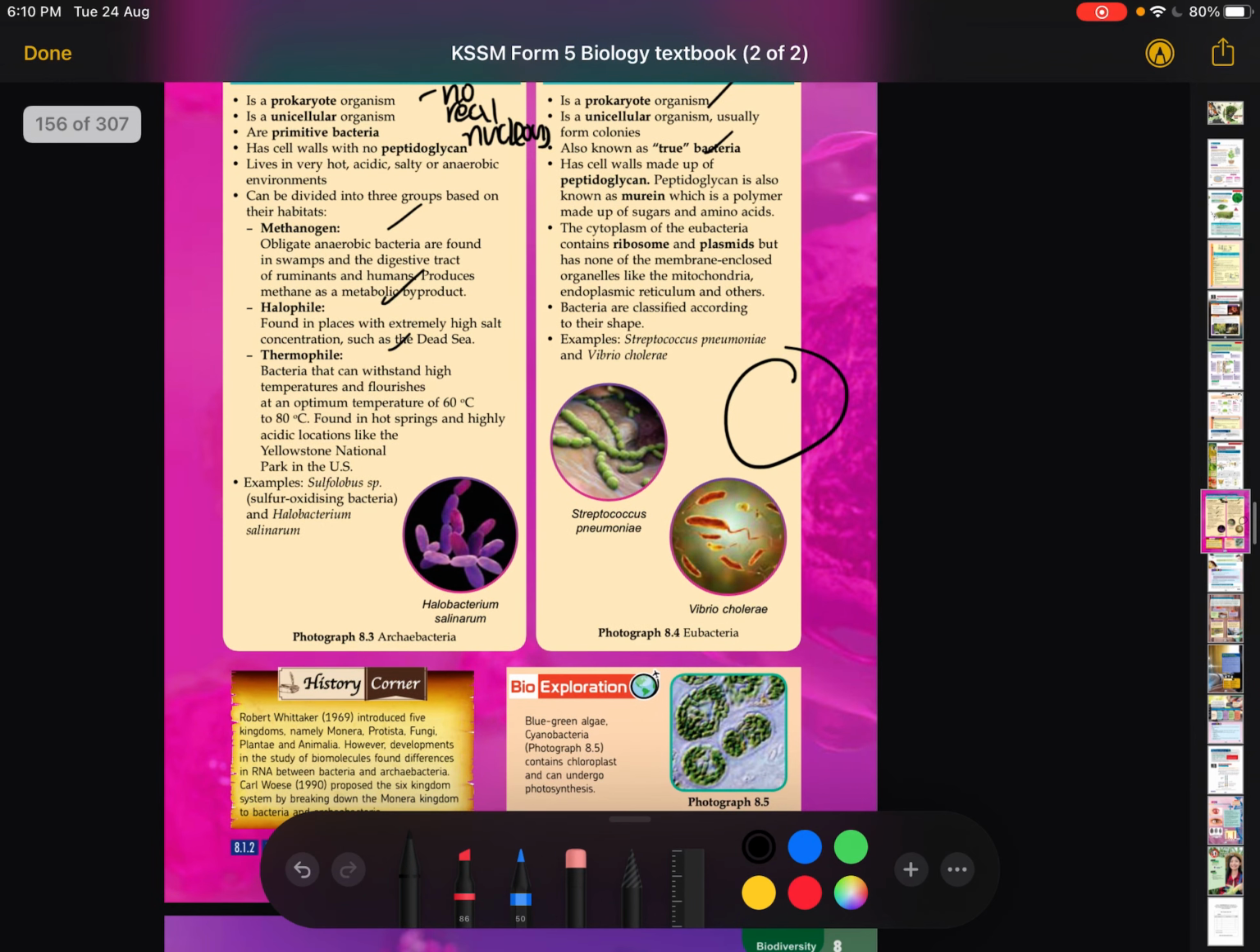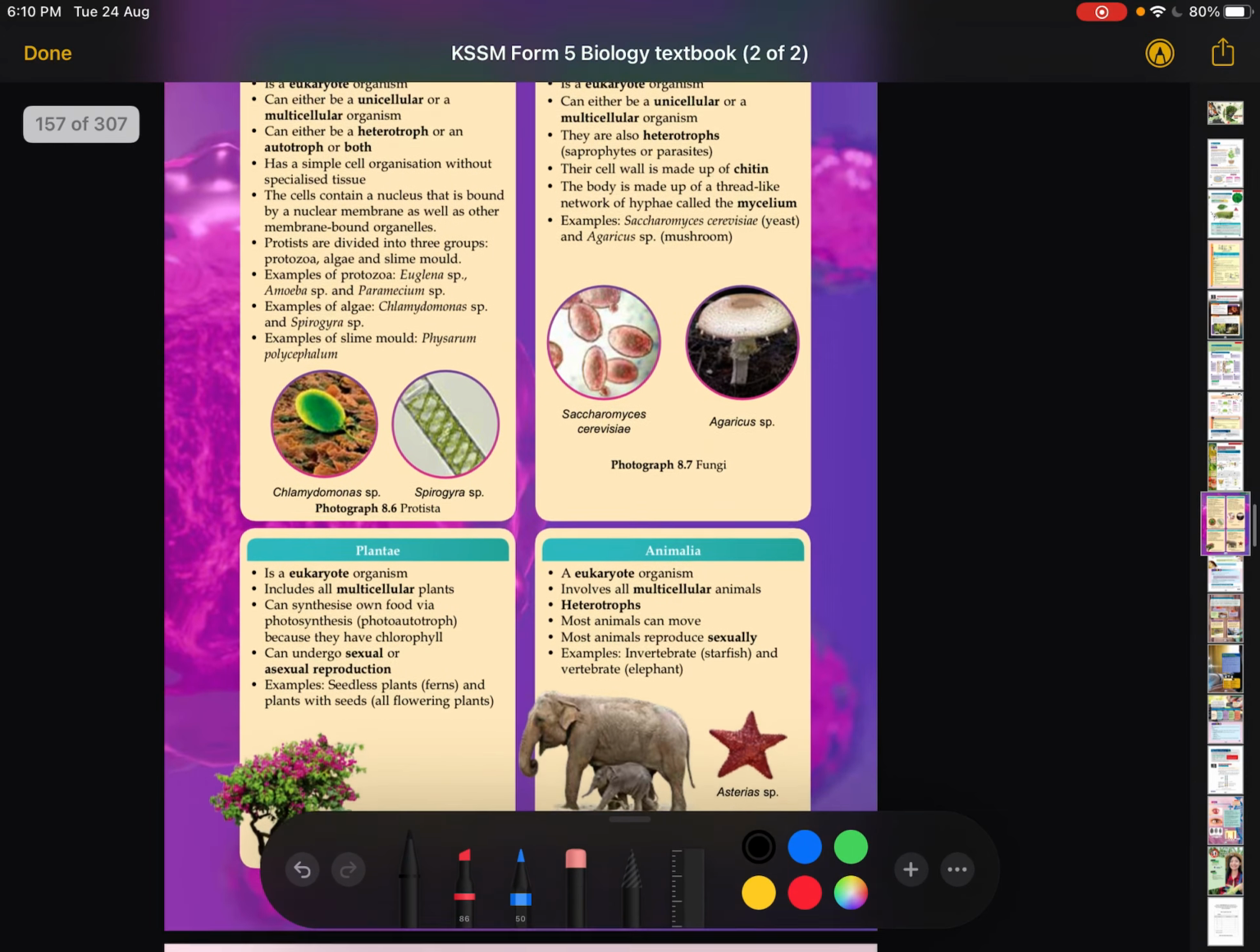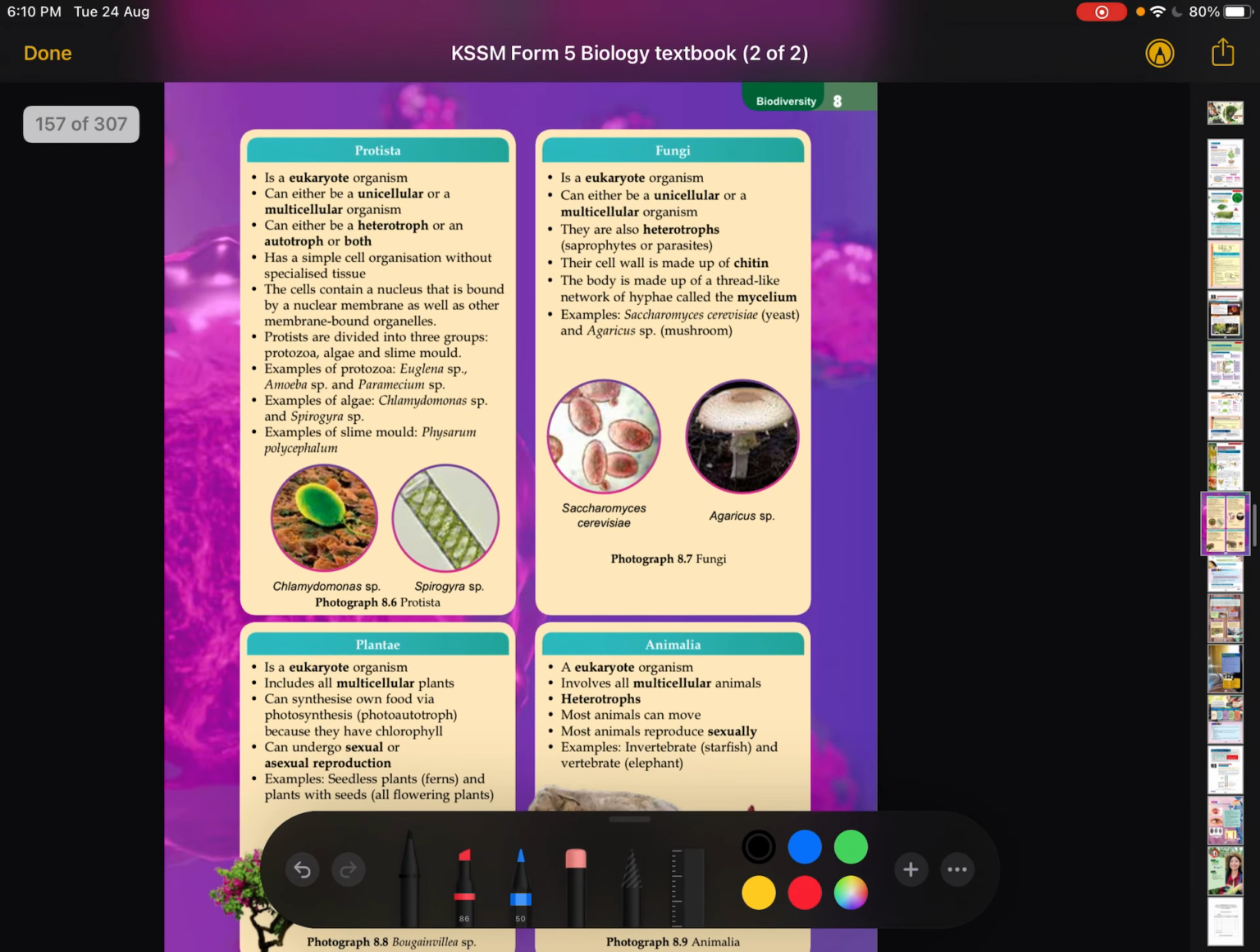I'm just spitting names that make sense. So yeah, they have ribosome and they have plasmids. Remember this. They have ribosome and plasmids, but they don't have anything else. And then bacteria are classified according to the shape. So for example, they have spiral, they have cylindrical. I don't know any other stuff, to be honest. I haven't read about microorganisms in a while.